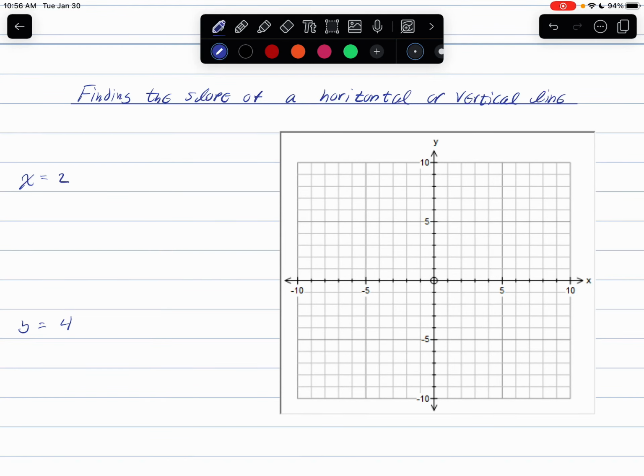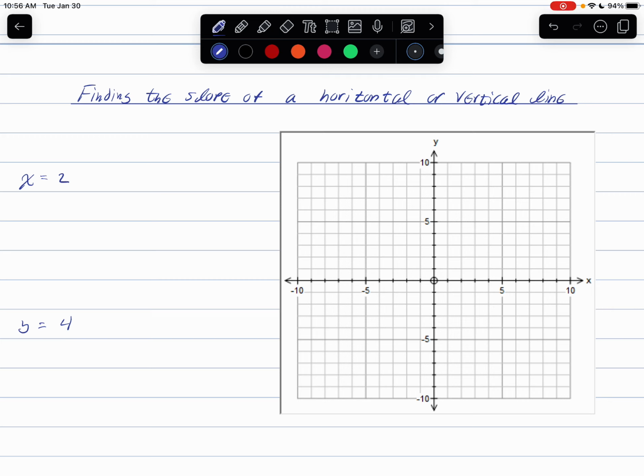Hi everyone. In our previous video, we found the slope of a line given 2 points on that line, and now we're going to use this same technique to see if we can find the slope if we're given a horizontal or a vertical line. Okay, so let's take a look here at the line x equals 2.